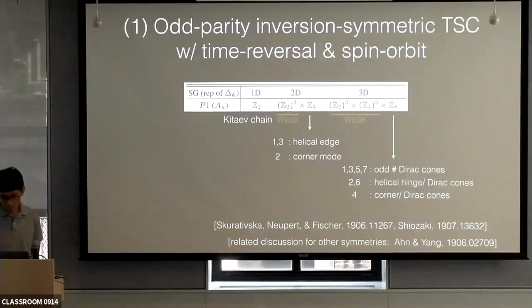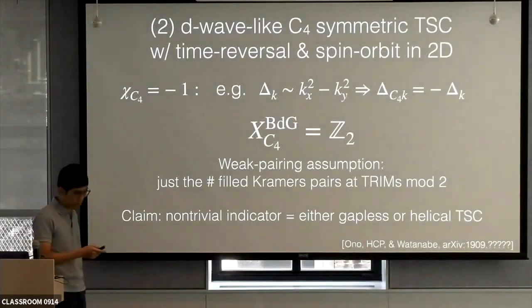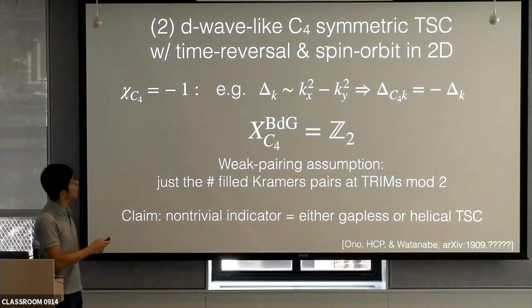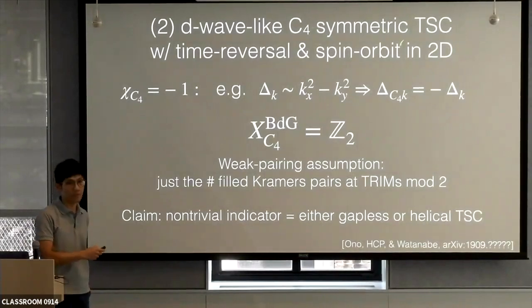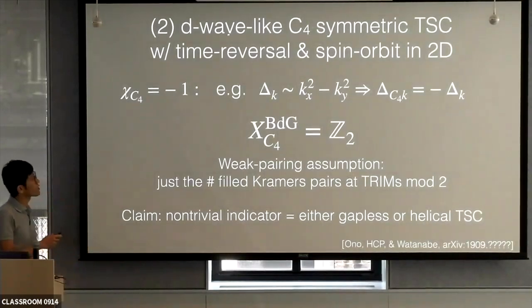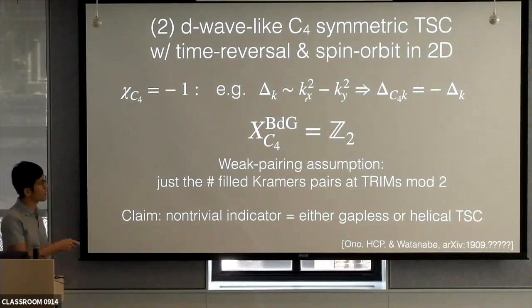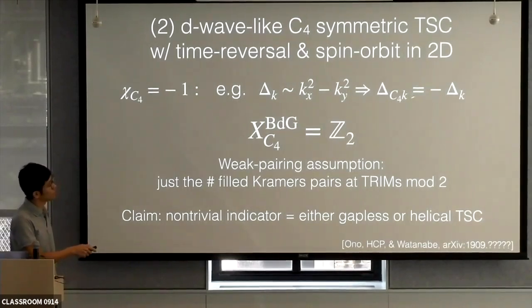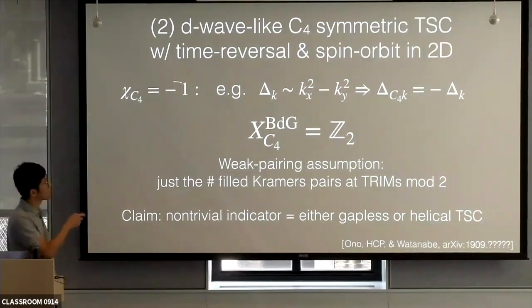Let me conclude with a slightly more non-trivial example, which is what happens when you have fourfold symmetry. In particular, I consider what I call d-wave-like, by which I mean that the superconducting order parameter transforms non-trivially under fourfold rotation. There's a minus 1 here. The usual example is the dx squared minus dy squared pairing. If you rotate this by a fourfold rotation, you pick up a minus sign. So this is really the physical meaning of this.